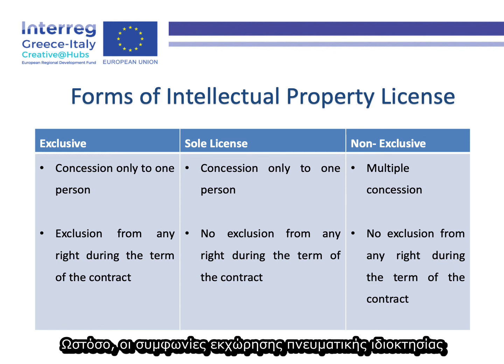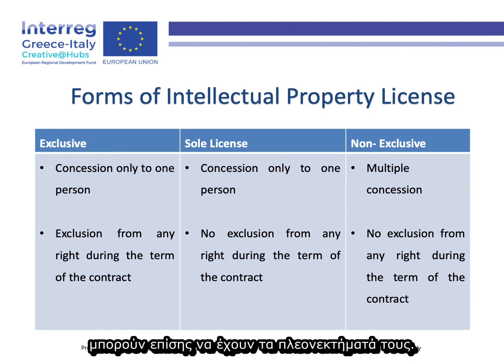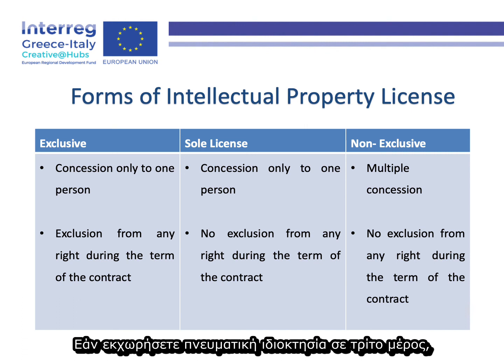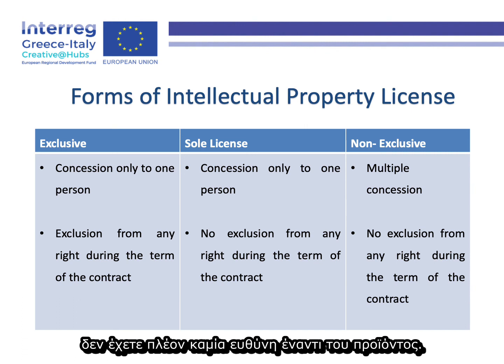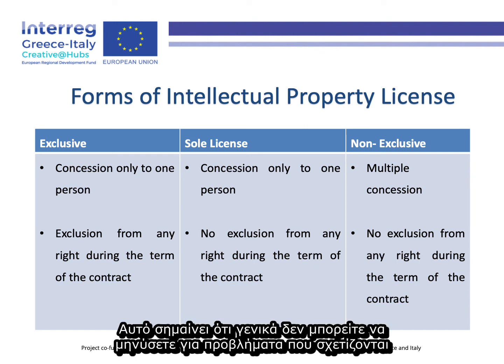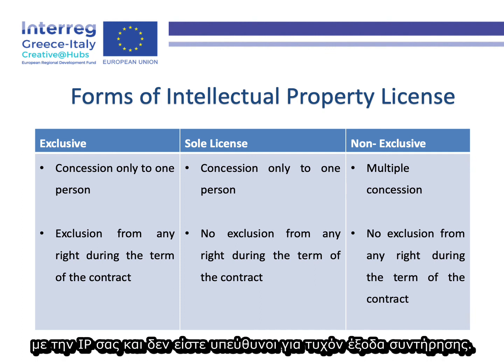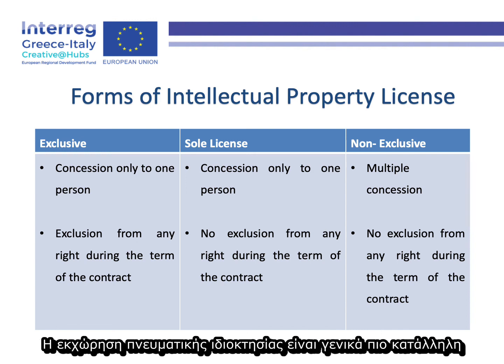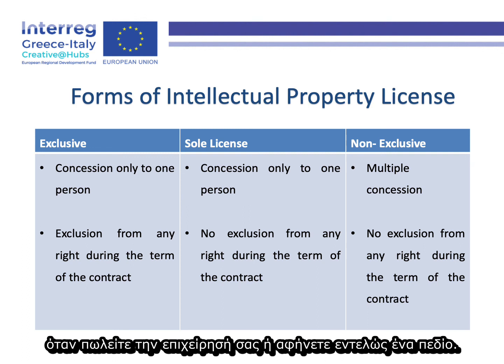Intellectual property assignment agreements can also have their advantages, however. If you assign intellectual property to a third party, you no longer have any responsibility towards the product. That means you cannot generally be sued for problems relating to your IP, and you are not responsible for any maintenance fees. Intellectual property assignment is generally more appropriate when you are selling your business or leaving the field entirely.